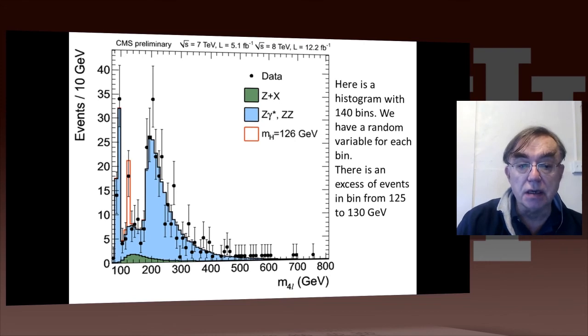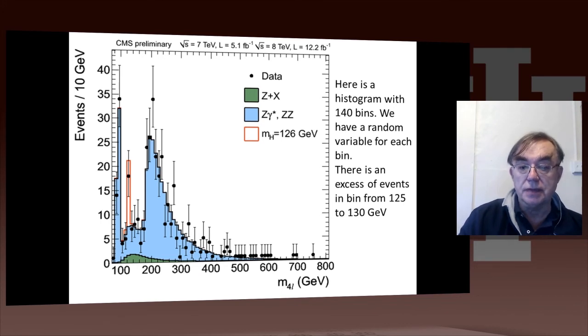Here is just an example of where the CMS experiment also saw the Higgs. It's a different final state, but this is an example of a histogram with quite a lot of structure. There's a peak here, and a big peak here, and you have to do a physics analysis to decide which peaks are interesting. This one here turns out to belong to the Higgs.